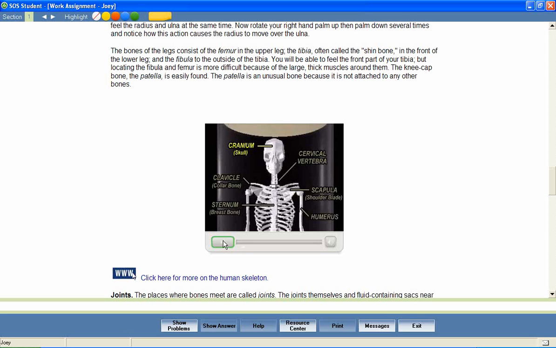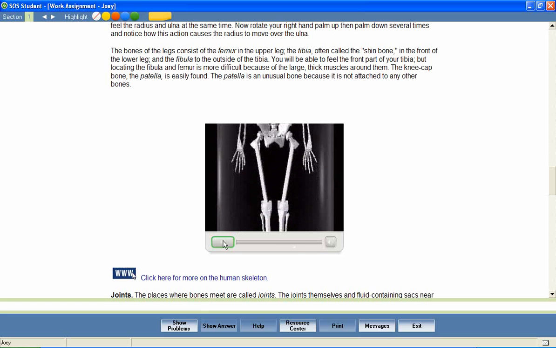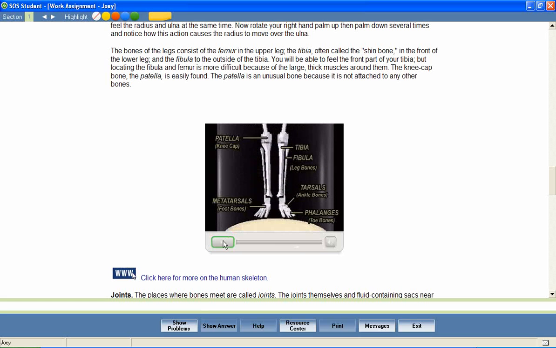Cranium, cervical vertebra, clavicle, scapula, sternum, humerus, patella, tibia, fibula, tarsals, metatarsals, phalanges.